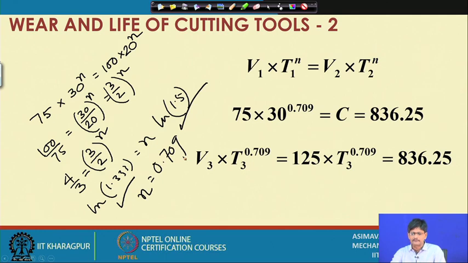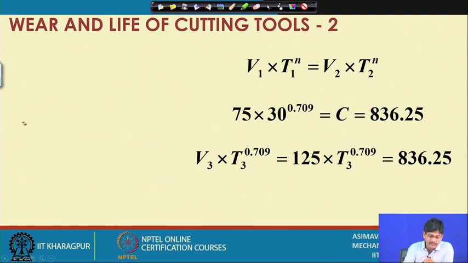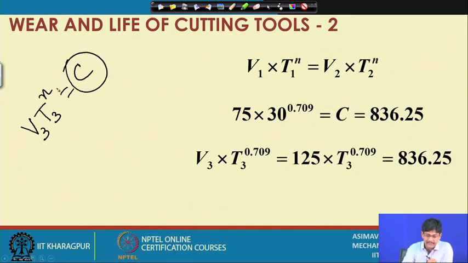Does this solve our problem? No, it does not solve our problem, because if we try to find out T 3, suppose we put V 3 into T 3 to the power n is equal to C. I do not know C till now, but I do know n. I do not know T 3. I know this, I do not know this, I do not know this, I know this. So, it still cannot solve my problem. So, what we need to do is we need to find out C, and that is what we have done here.